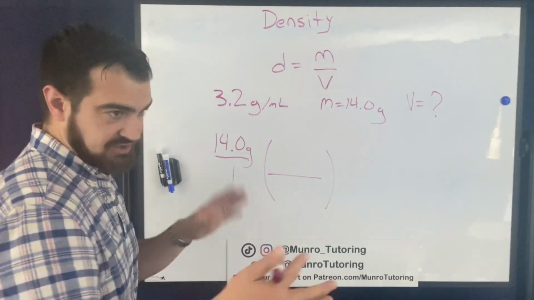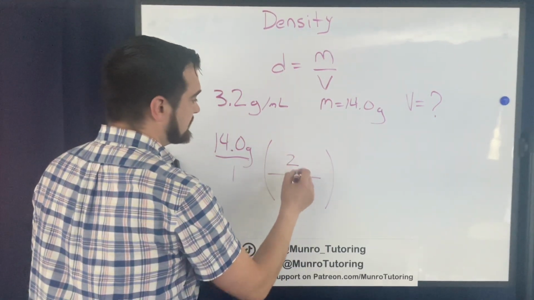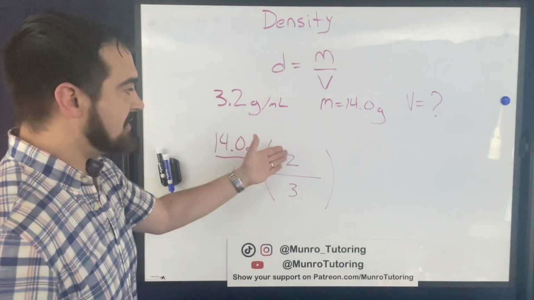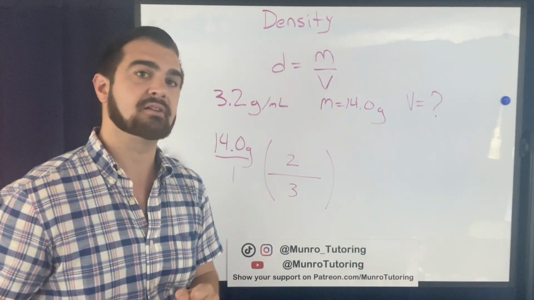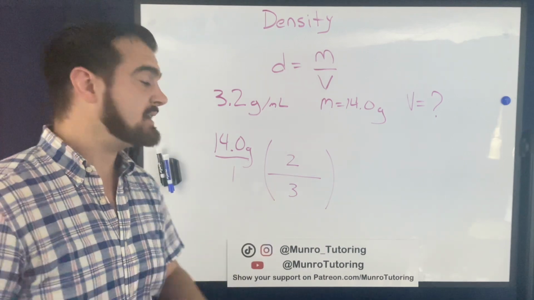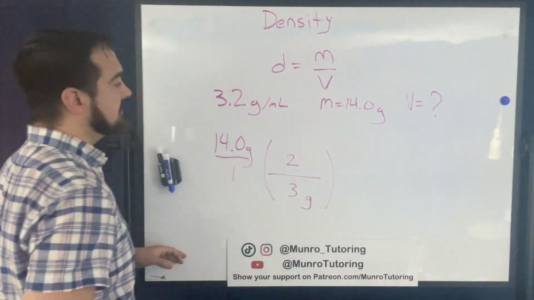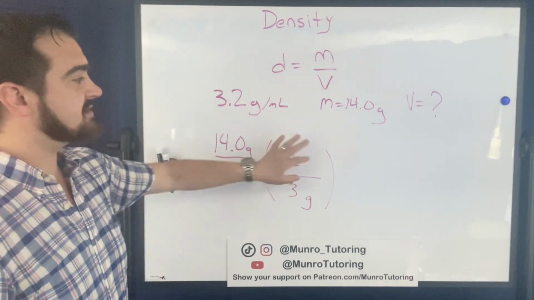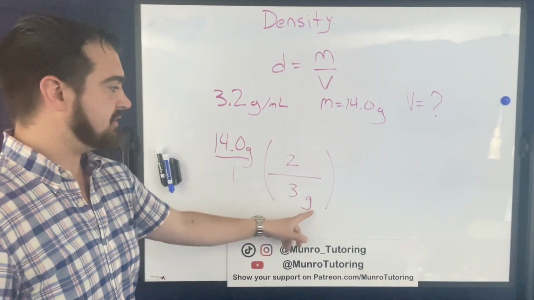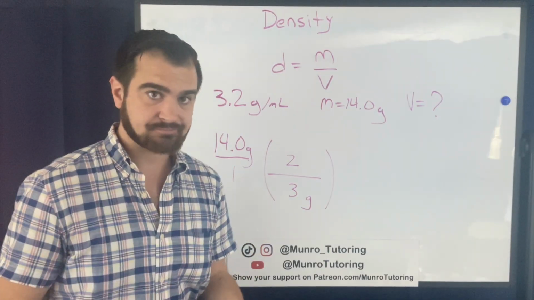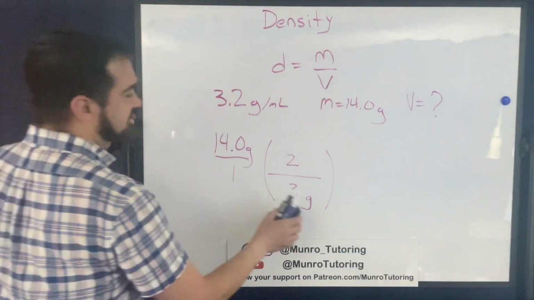Okay, so let's just say this was 2 and 3. I would do 14 times 2 divided by 3, okay? And that's why any unit that I put down here, if I put grams down there, it's going to be 14 grams times whatever this is divided by 3 grams. Grams on the bottom, grams on the top cancel out. So that's just a quick example.